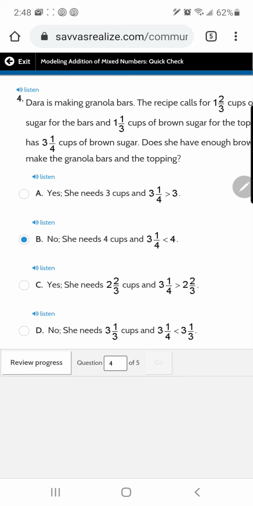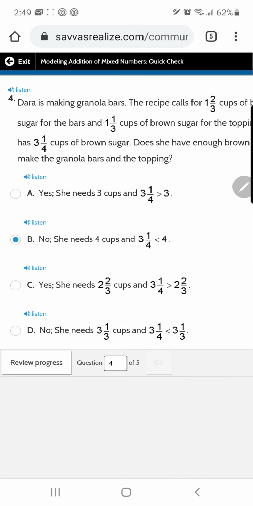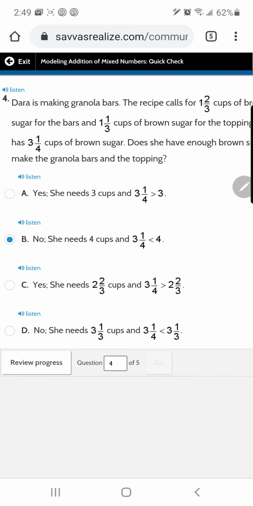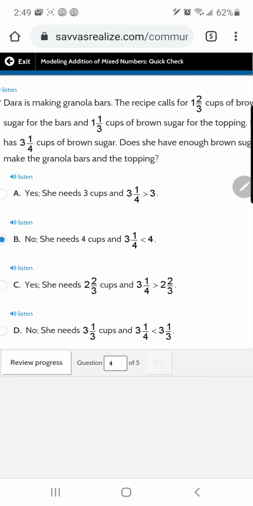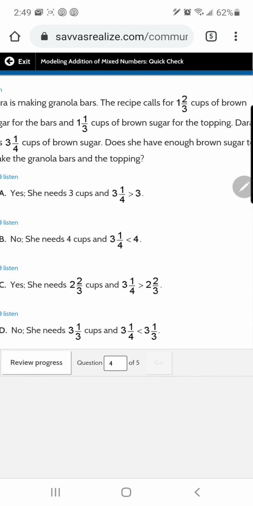I think somebody needed help on this, so it says Dara is making granola bars. The recipe calls for 1 and 2/3 cups of brown sugar for the bars and 1 and 1/3 cups of brown sugar for the topping. Dara has 3 and 1/4 cups of brown sugar. Does she have enough brown sugar to make the granola bars and the topping?